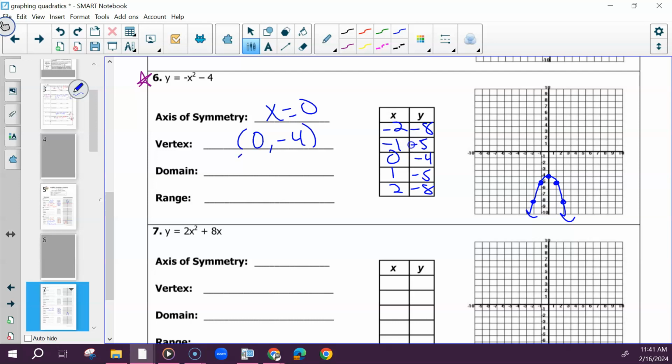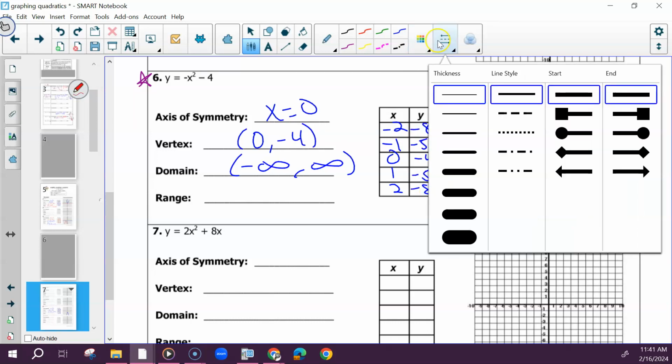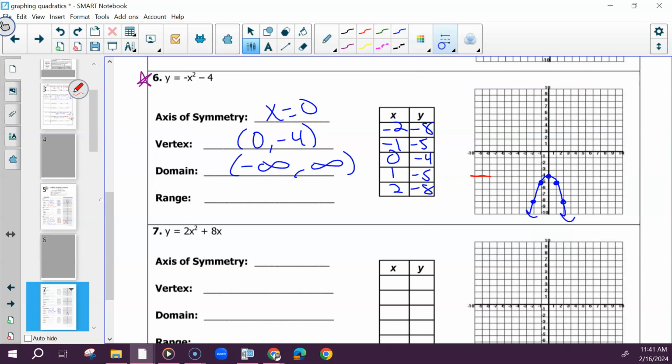Domain is the same, -infinity to infinity. This is pointing in the same direction as the last one. So this is going to be everything below -4. So y is less than or equal to -4, or -infinity to -4.